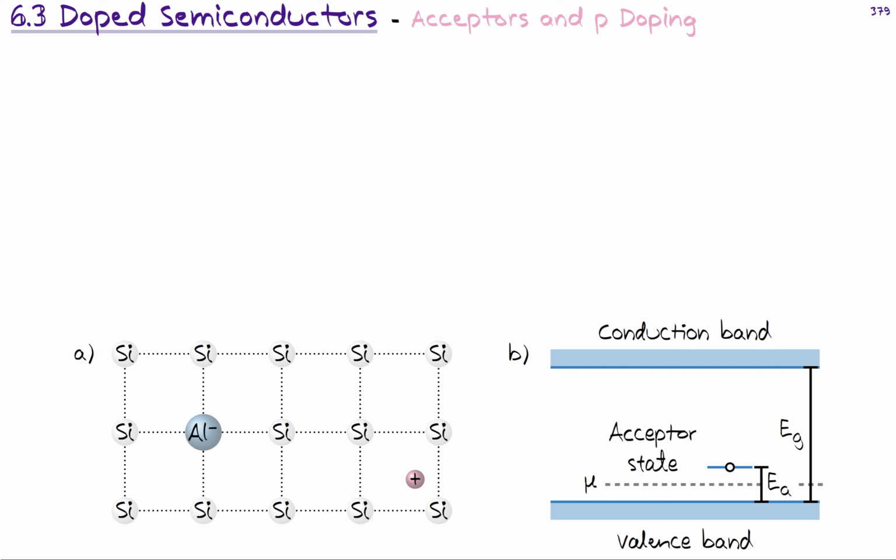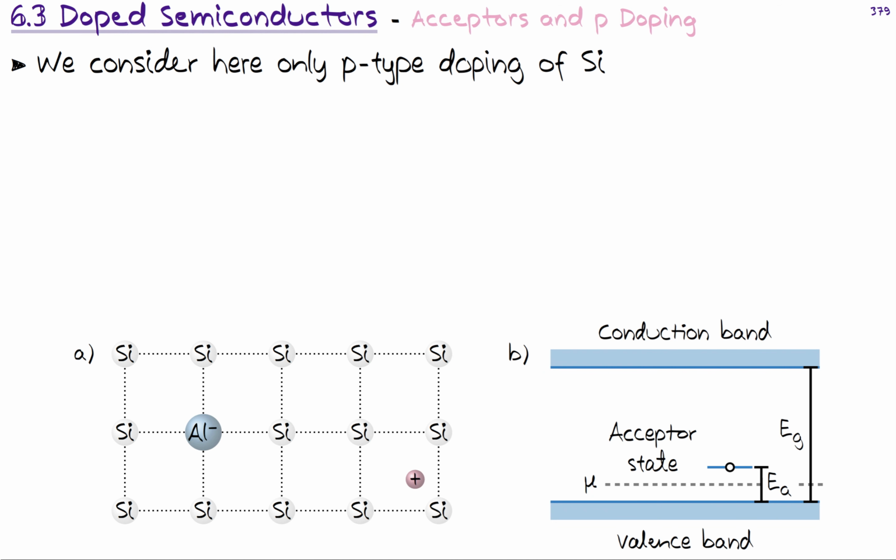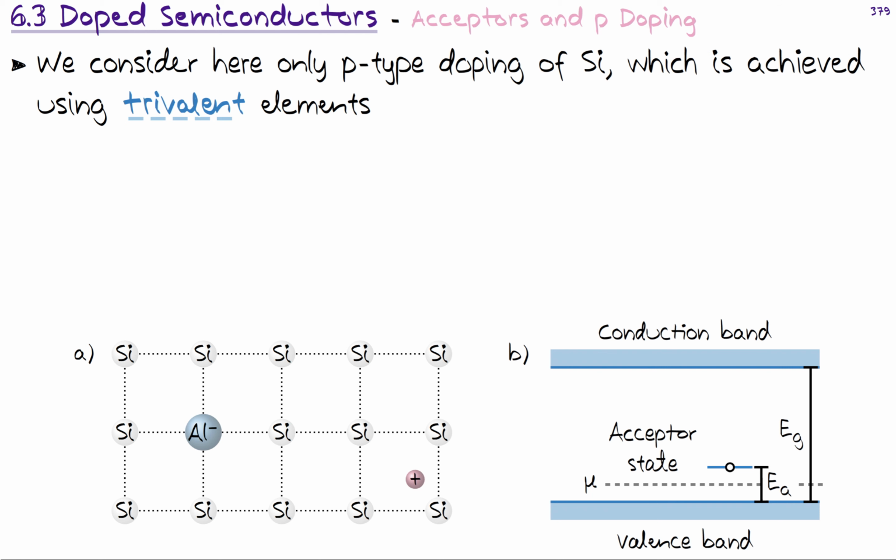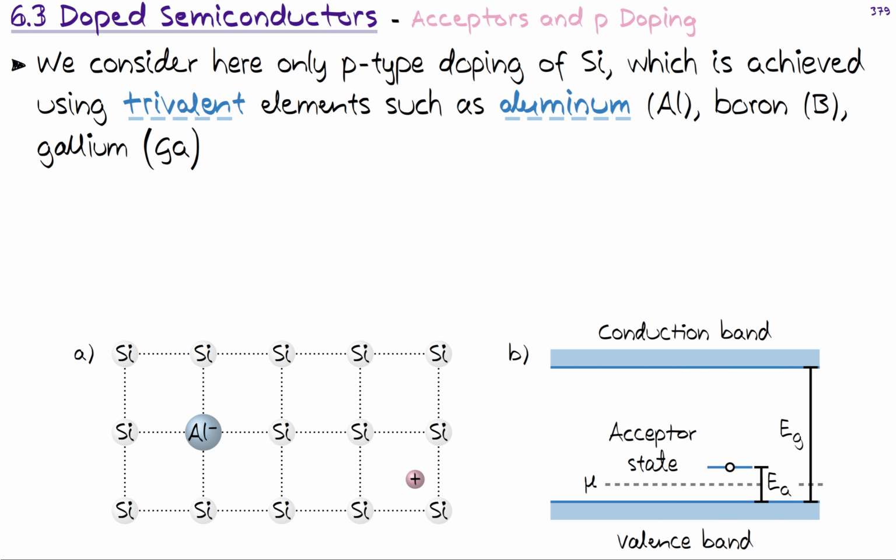Okay, so let's now proceed with the calculation. For simplicity, we only consider doping of silicon and only the p-type doping of silicon. We do that by reducing the valency by 1, so now we consider trivalent elements. Like the picture already spoils the fun, we are mainly considering aluminum, but other possibilities would be boron, gallium, or indium as examples of dopants.